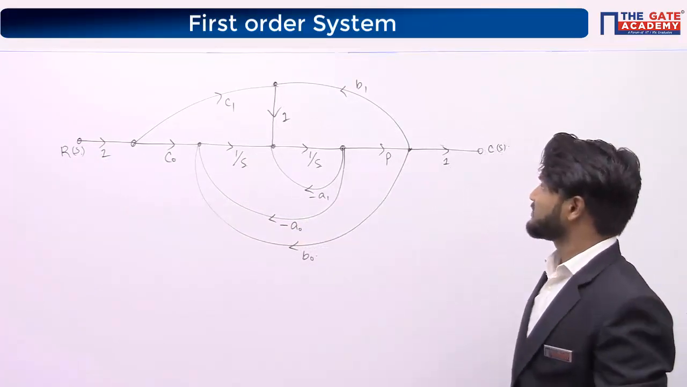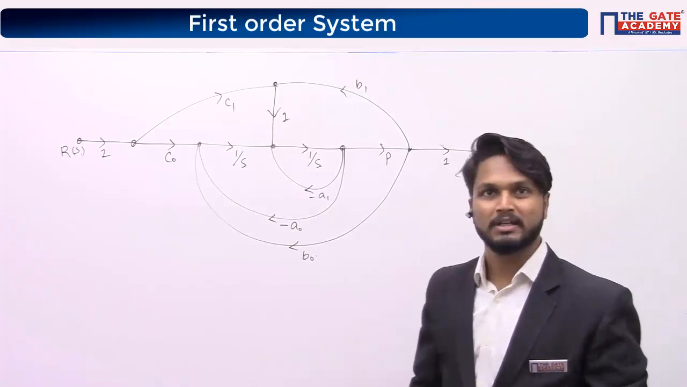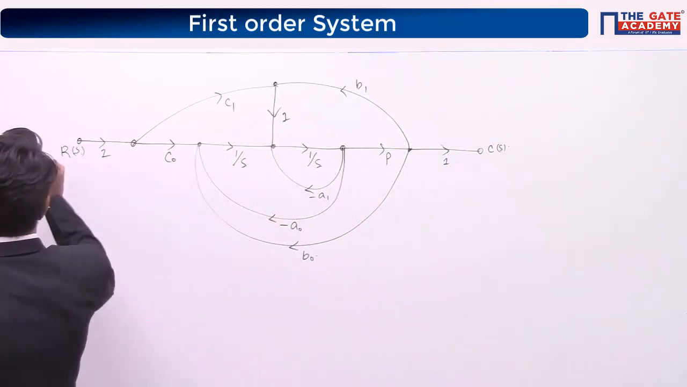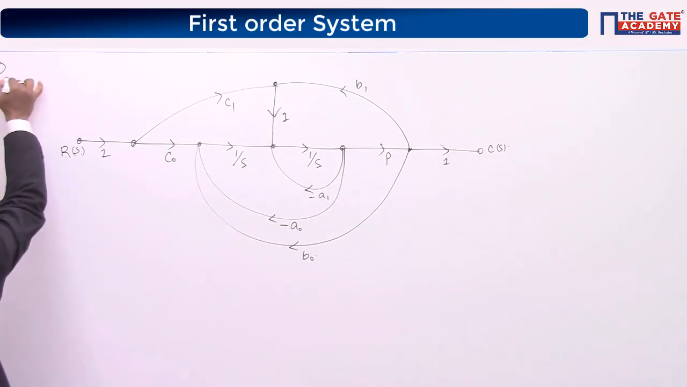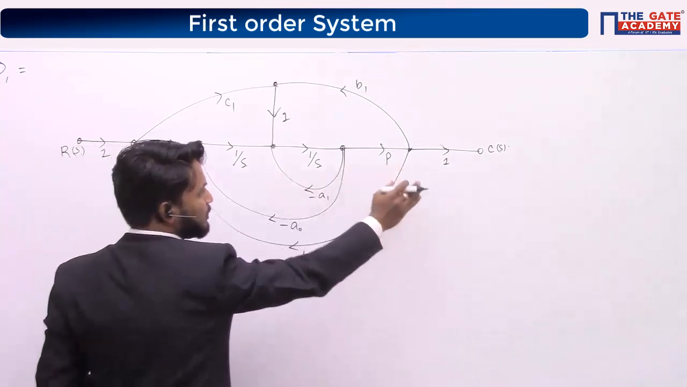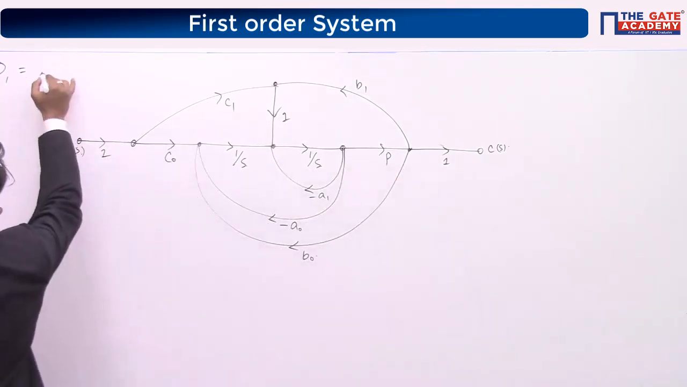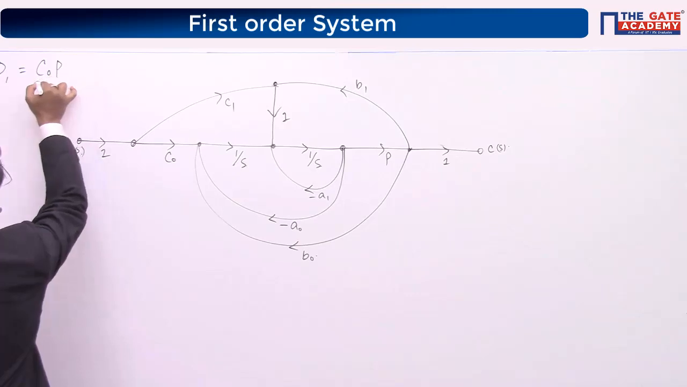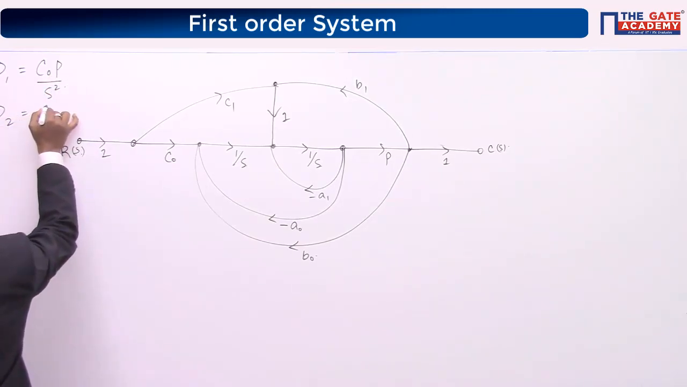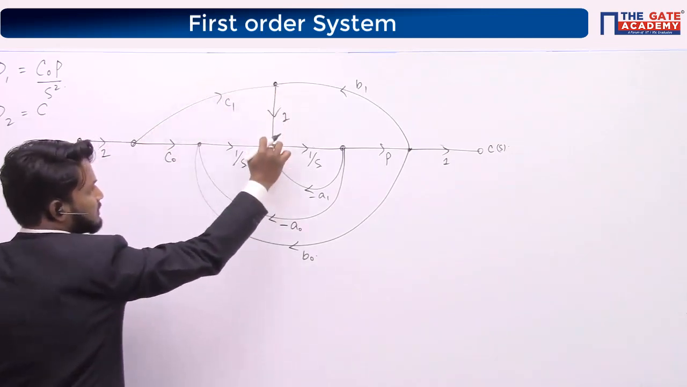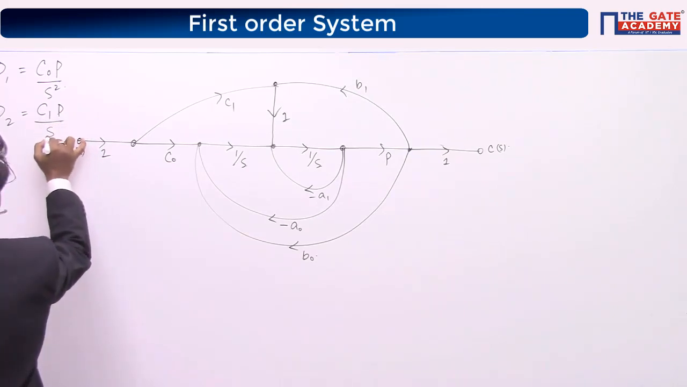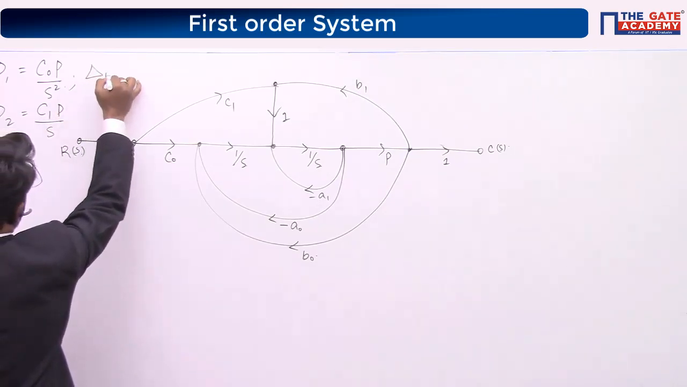So how many forward paths are there in this? There are 2 forward paths, right? The first forward path, yes, Shikha, Shubham, very good, is P1 equal to C0 into 1 by S into 1 by S into P, that is C0 P by S square. You got C0 P by S square. What about P2? P2 is this forward path, C1 P by S.